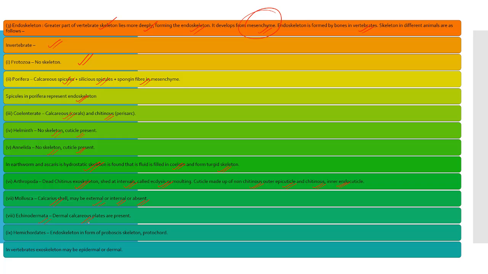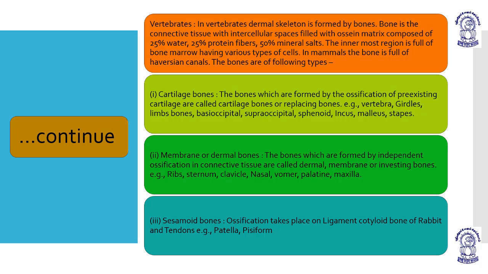Echinodermata have dermal calcareous plates, which represent exoskeleton. Hemichordates have endoskeleton in the form of the proboscis, and protochordates as well. In vertebrates, exoskeleton may be epidermal or dermal. In vertebrates, dermal skeleton is formed by bones.